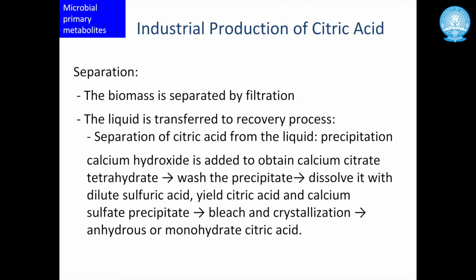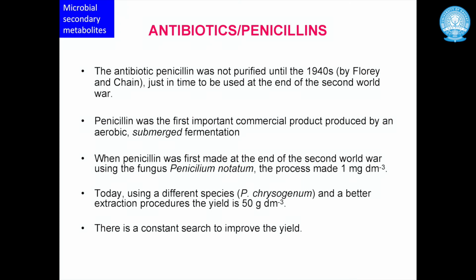Citric acid is an important preservative, an acidulant, and there are many other uses of citric acid, particularly in food industries. The next example is of antibiotic production. The antibiotic being discussed here is penicillin.